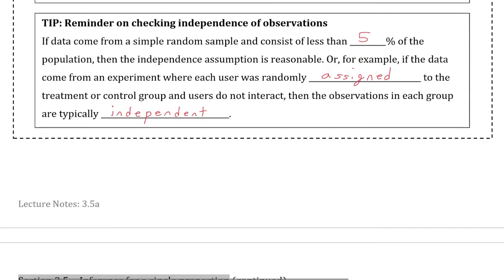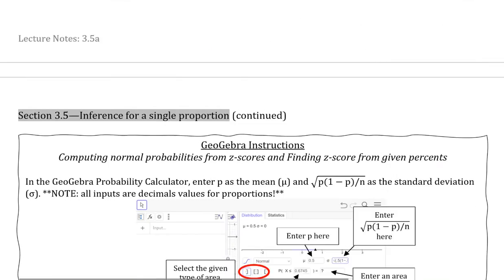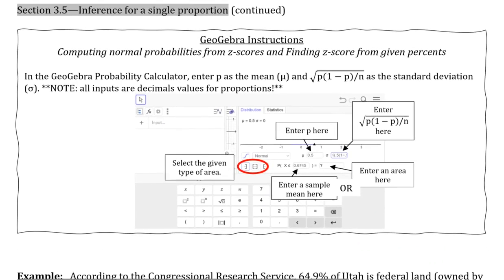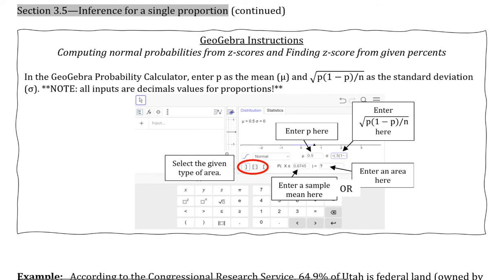On the next page, we will have some instructions for computing normal probabilities from z-scores. We will navigate to the GeoGebra probability calculator and input the mean and standard deviation accordingly from our proportions. Then indicate which type of area we want and from what value. I will demonstrate how to do this using the next example.